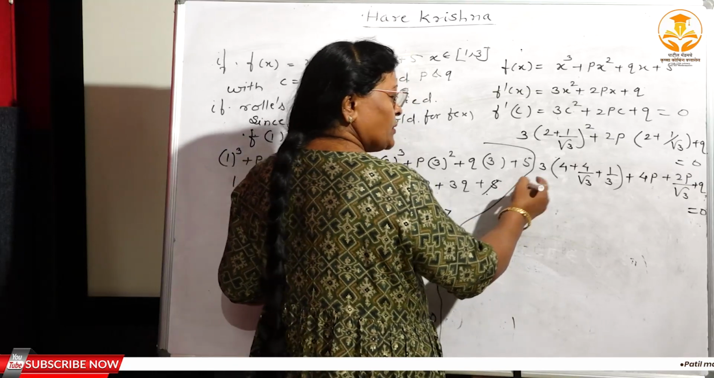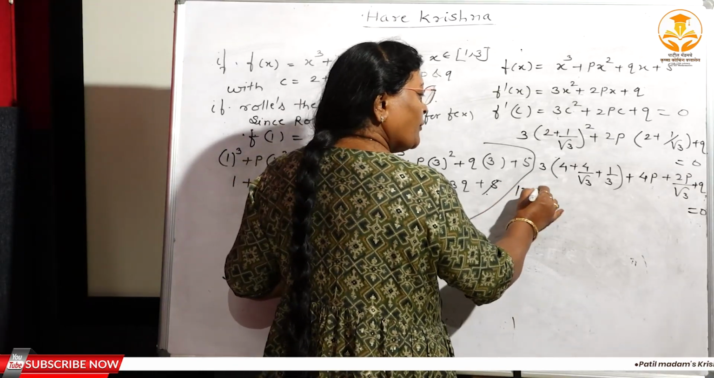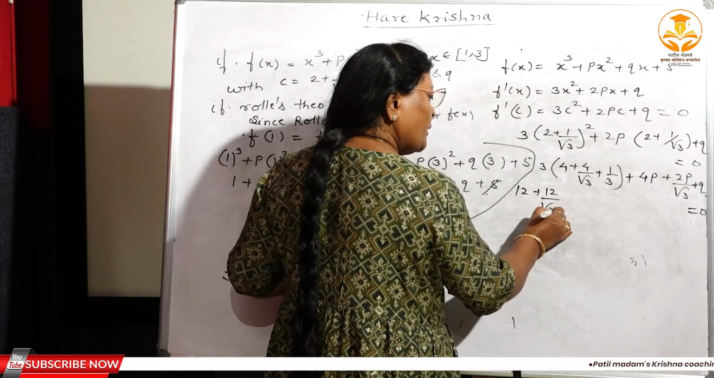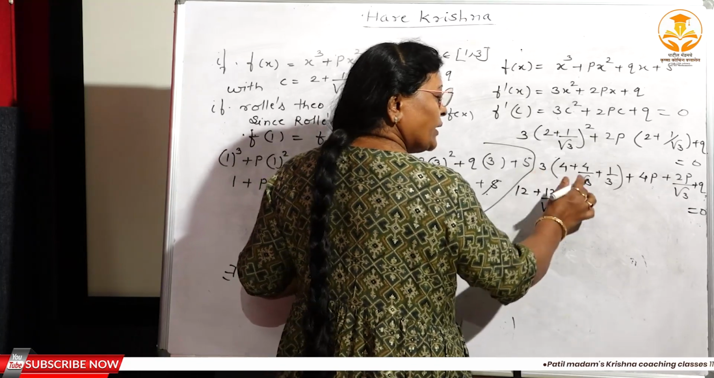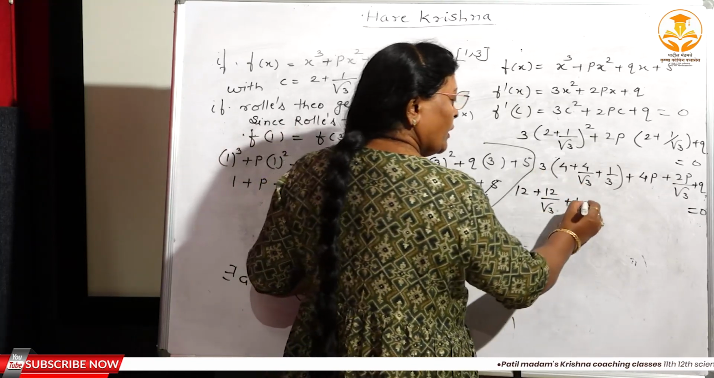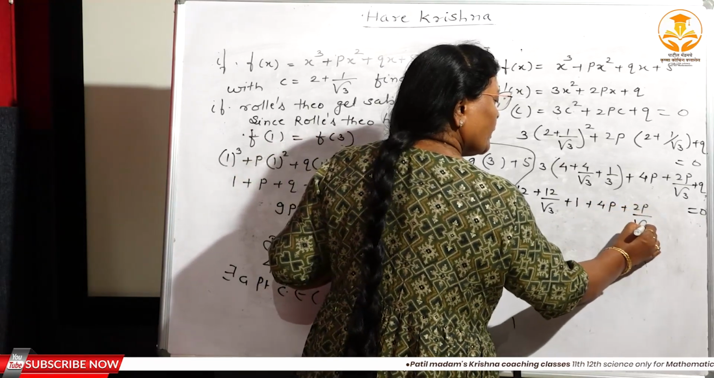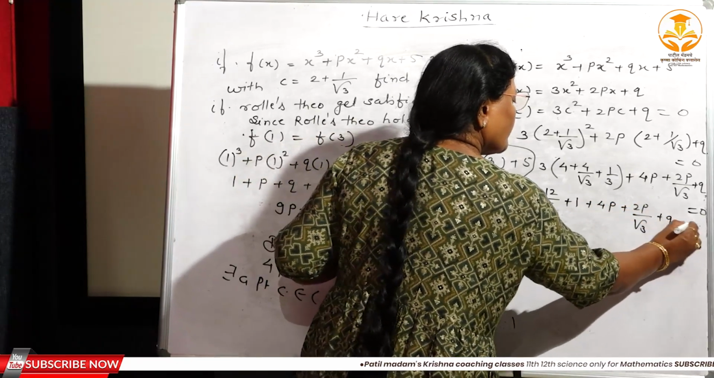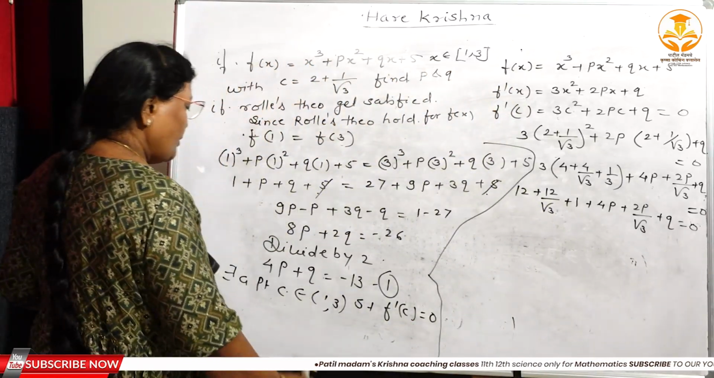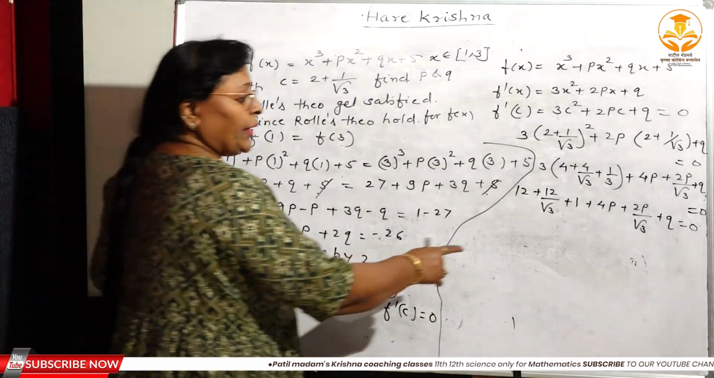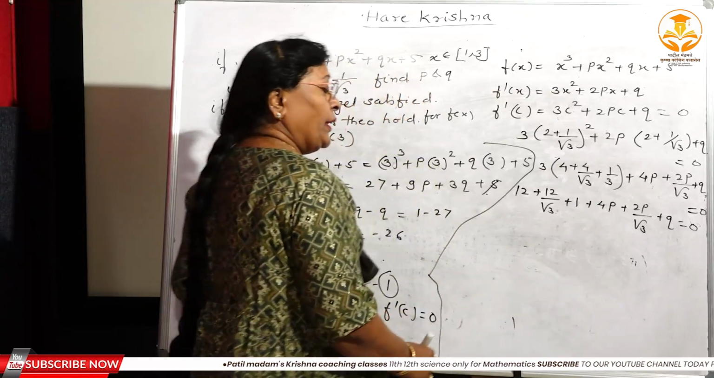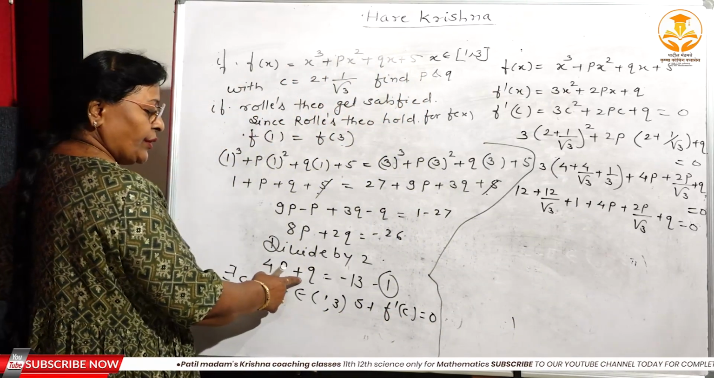Again, if you observe this, 4 3s are 12. Again 4 3s are 12 divided by root 3. Again this 3 gets cancelled, right? Again 4p plus 2p divided by root 3 plus q, it is equal to 0. Now can you substitute the value here? There are the 2p, isn't it? Therefore, it is convenient to substitute the value of q.